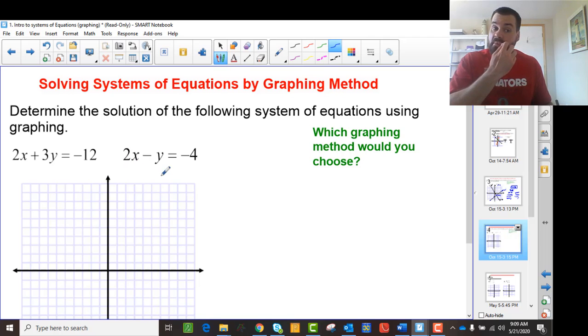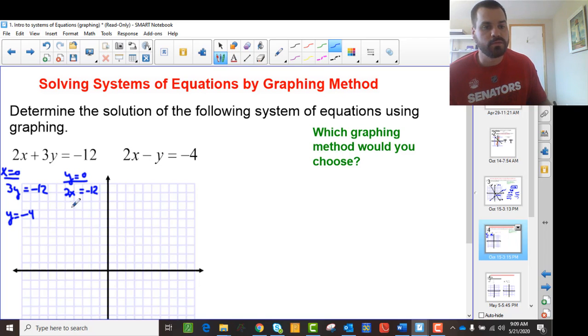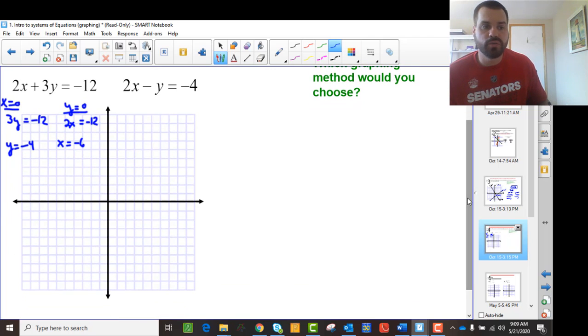So this method, I'm going to use the intercepts. Okay, so if I let x equal 0, then I'm going to get 3y is equal to minus 12, which means y is minus 4. Okay, and then if I let y equal 0, I'm going to get 2x is equal to minus 12, which means that x is minus 6. Okay, so I'm going to draw those 2 points.